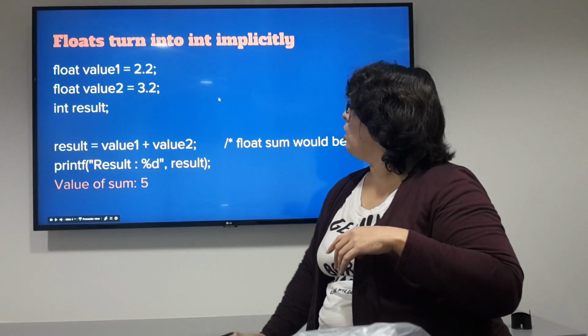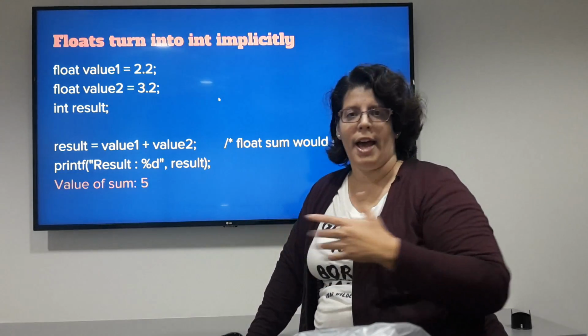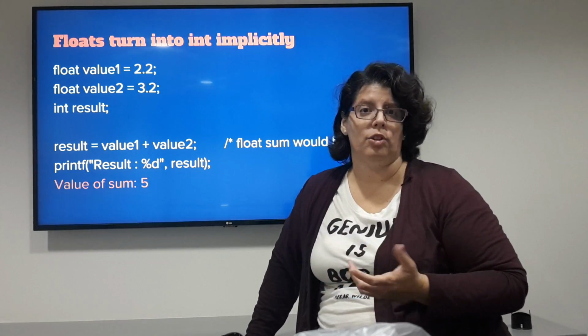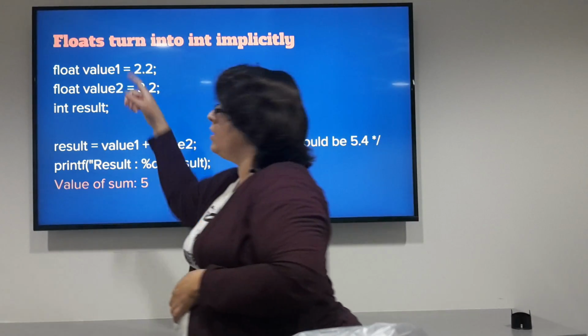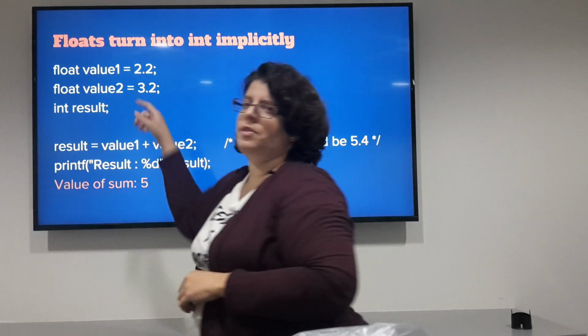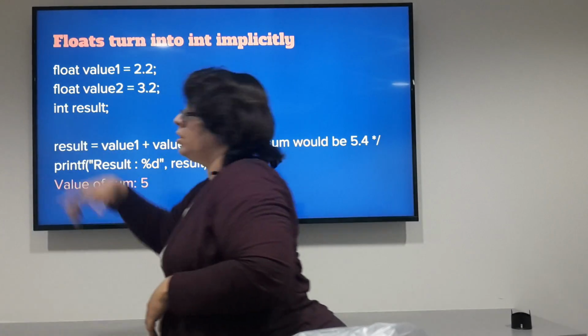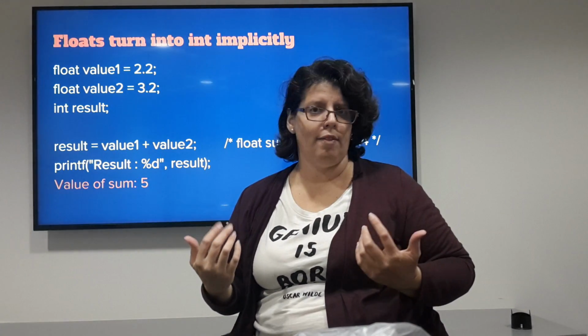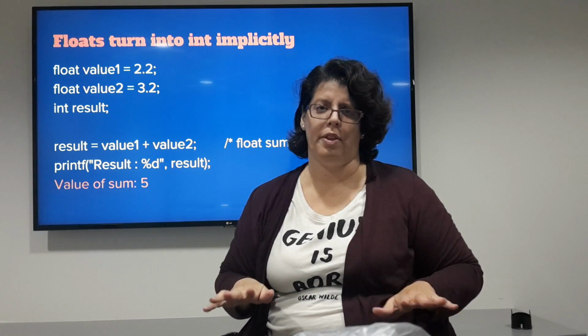This one is also implicit, so we didn't have to really go out and tell it what has to convert and when. It's figuring it out during the operations. So first we have a float, and the float is at 2.2. We have another float, value 2, and this one's at 3.2. And then we have an integer result. So integer, you know, can't have any decimal places. It can't handle this 0.2, 0.3. It doesn't know what to do with it.